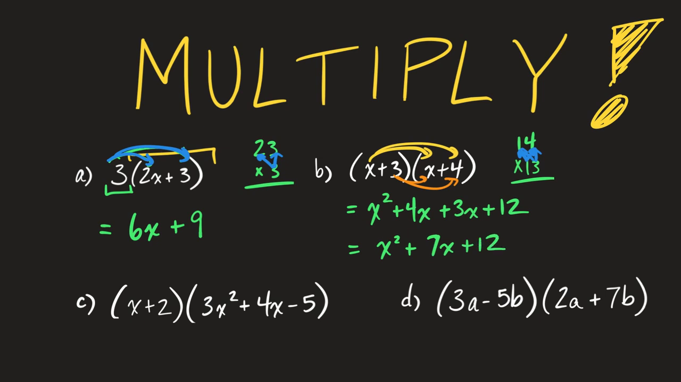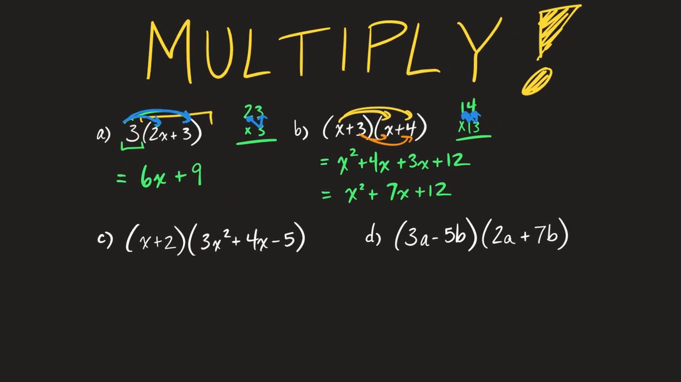Okay, the operation of multiplication doesn't change even if we start to get into two things times three things. Look at problem C. All I do is I slowly and methodically take every part of my first thing and multiply it. So there's an x times a 3x squared, an x times a 4x, and an x times a negative 5.